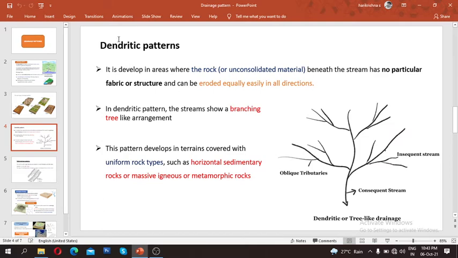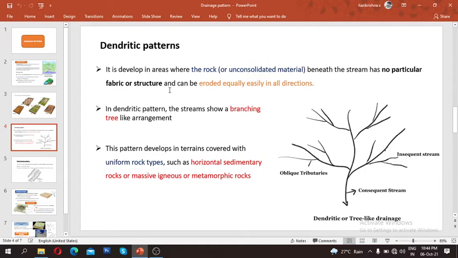Okay, now this dendritic pattern is developed in areas where the rock is unconsolidated material, in the sense that it may be boulders, pebbles or cobbles, something like that. So it won't be very compact, it will be very loose material beneath the stream, which has no particular structure. Since the material is not consolidated, it may not have a particular structure, and also erosion will be in all directions. Why will erosion be in all directions? Because it is not a compacted material.